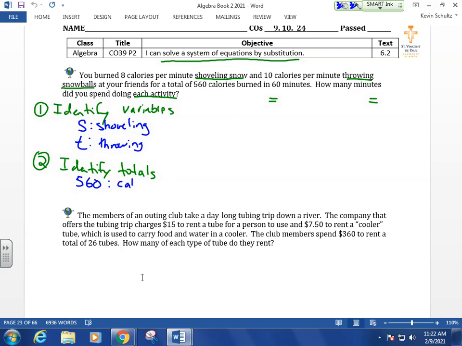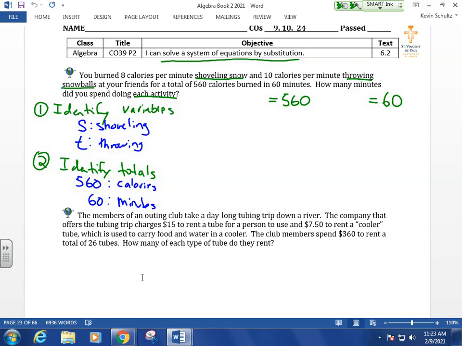Okay. So one of our equations is going to equal 560. And that equation is going to talk about calories. What's the other total? Elise? 60. And what is that equation going to refer to? What are the units, so to speak, for that equation? Gabby? Minutes. Okay. So one equation equals 560. The other equation equals 60.